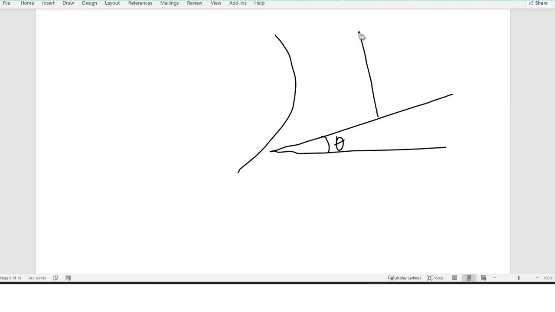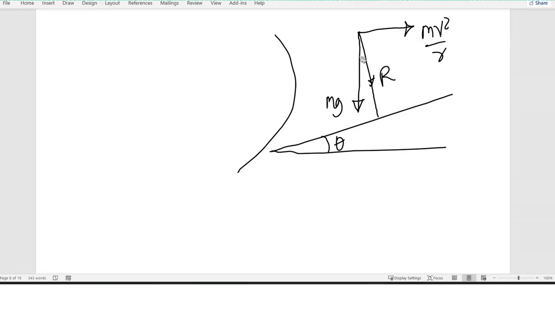Now, we have a body under the influence of two forces. One is mg, the weight of the body, and the other is mv squared over r, the centrifugal force. And the resultant between the two forces, R, is the resultant of mg and mv squared over r.